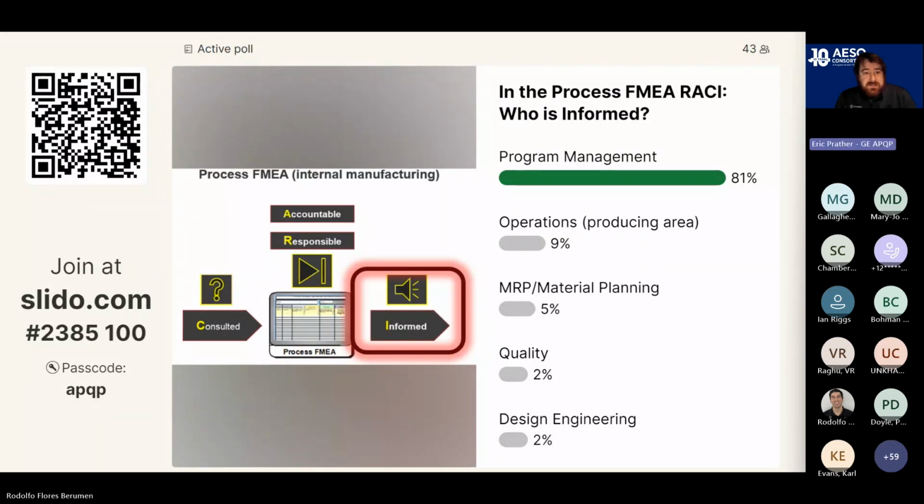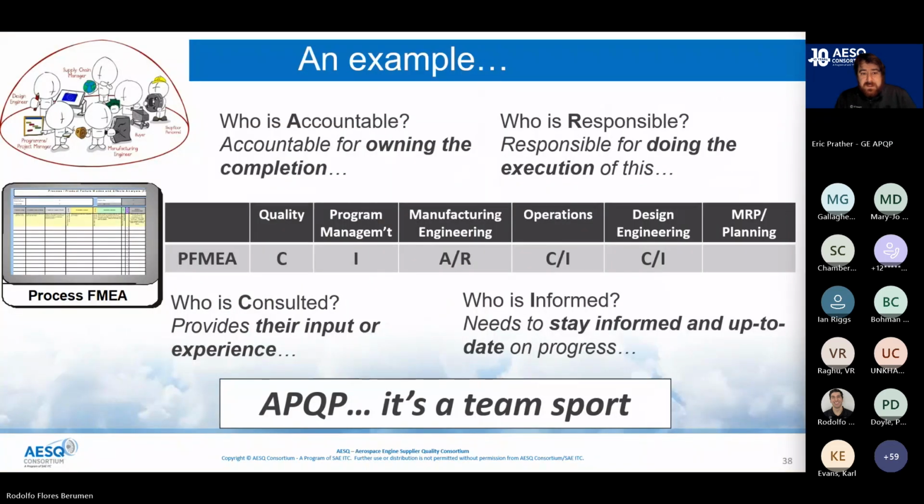Let's move to the next slide, please. So here's an example of an output. When we're making these RACIs, we'll have the whole of the APQP suite listed down the left side. So what is the deliverable? And then at the top, we're going to have all of the different functions that make up our cross-functional or multidisciplinary team. So again, listing out accountable, responsible, consulted, and informed.